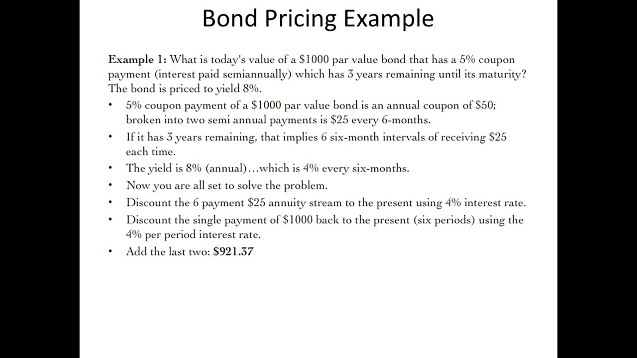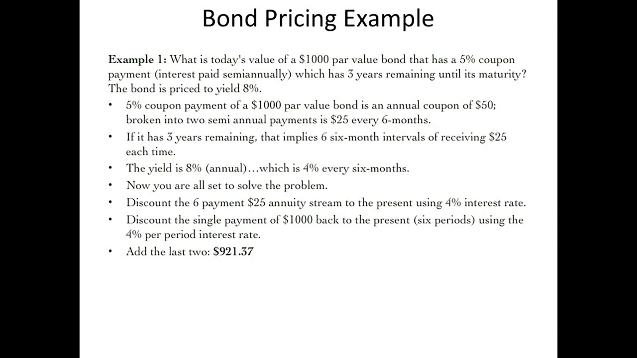What is today's value? So obviously we want to know the current price of this bond. Again, it's a $1,000 par value bond, which means at maturity, which is 3 years later, the investor will get $1,000 back. It has a 5% coupon payment, interest paid semi-annually. So how do we decode this? A 5% coupon payment on a $1,000 par value bond is $50, right? And if the interest is paid semi-annually, that simply means that you're going to get two payments of $25, every 6 months. So annually you get $50, but that's broken into two semi-annual payments every 6 months of $25.